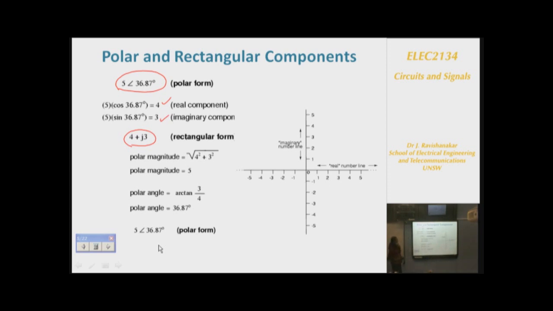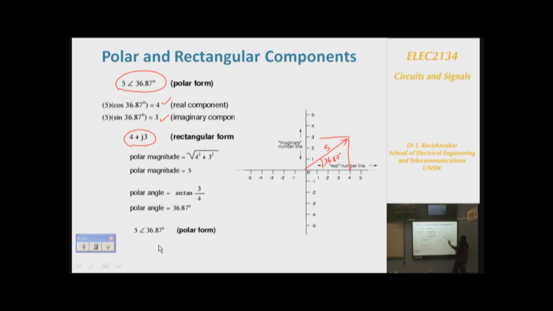We want to reconvert that into polar form. We know that it is once again a right triangle. This is what is represented here. 4 plus j3. So this is 4. This is j3. So this is the vector here. And this is the angle. So this value is actually 5 and this value is 36.87 degrees.